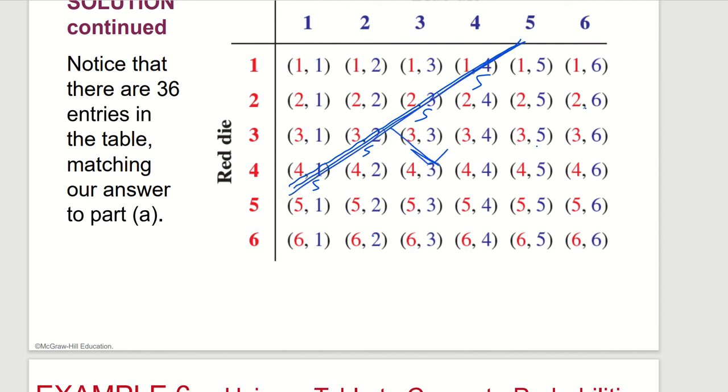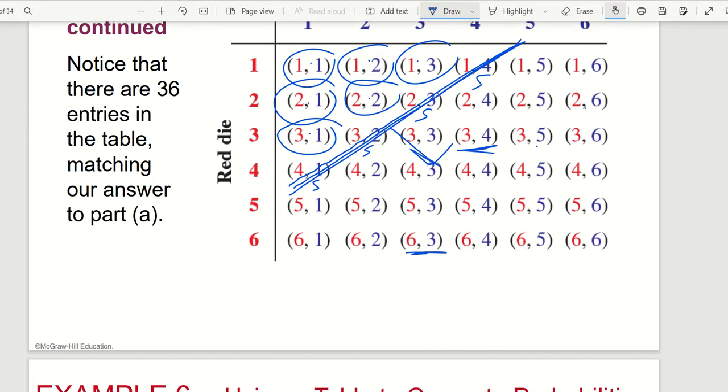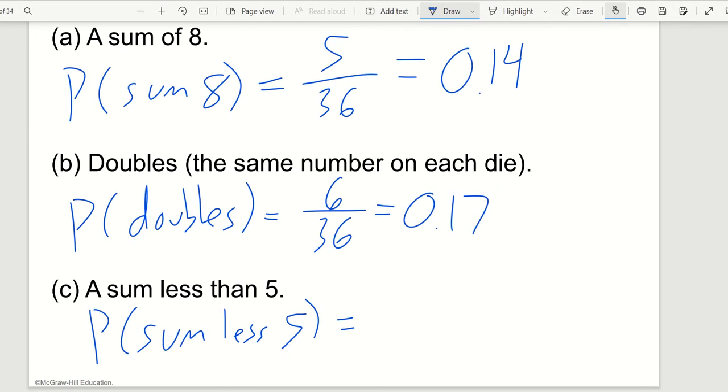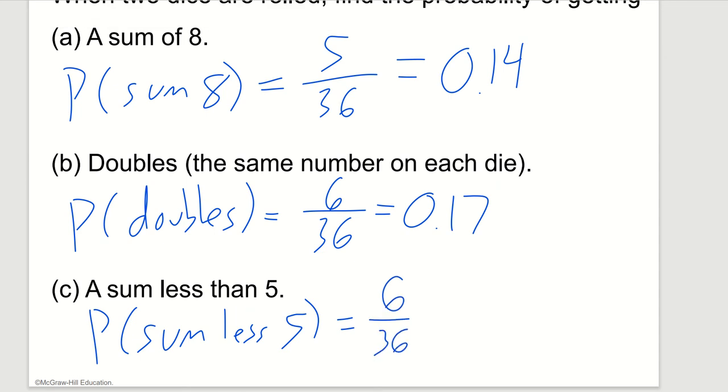If I go below that diagonal, any outcome that's below that diagonal is going to add to more than 5. Like, for example, this one here, 3 and 4 is 7. Or down here, 6 and 3 is 9. But the ones that are above the diagonal correspond to the ones that have a sum that is less than 5. They include the outcomes 3 and 1, 2 and 1, 1 and 1, 1 and 2, 2 and 2, and 1 and 3. If you add up any of those pairs, they add up to less than 5. And that's going to be 1, 2, 3, 4, 5, 6 outcomes. So the probability that it's less than 5 would be 6 out of 36, which also has probability 0.17.